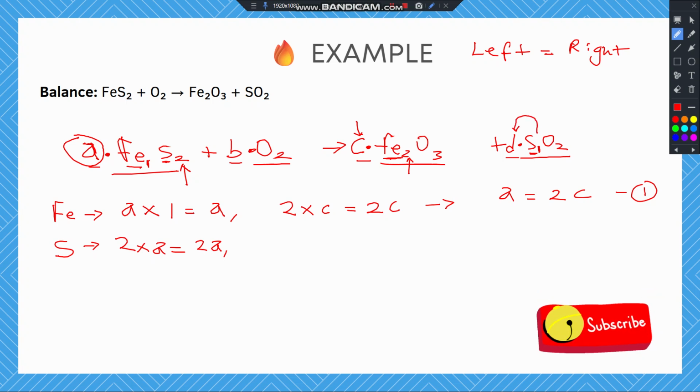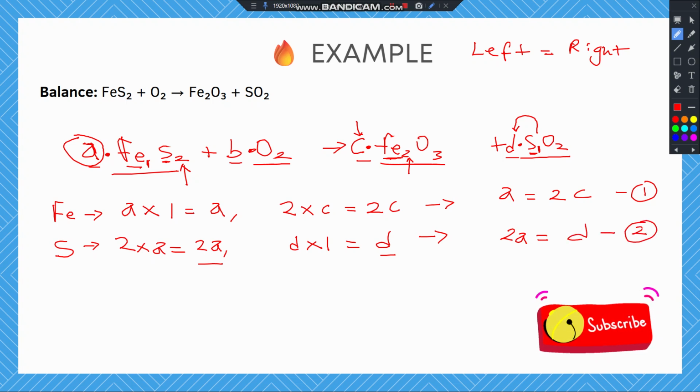So that tells us that the number of atoms assigned to sulfur on the right hand side is given to us by D multiplied by 1, which gives us D. And so equating the two of them means the left hand side must be equal to the right hand side. The left hand side is 2A, which must be equal to the right hand side, which is D. So that's our second equation.